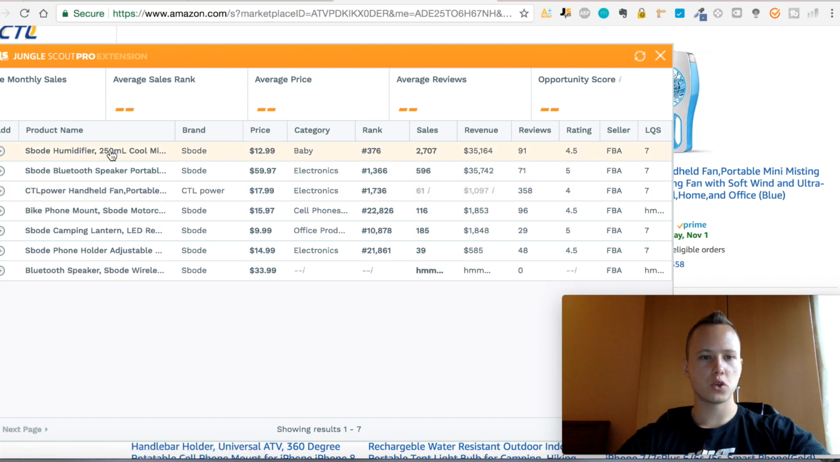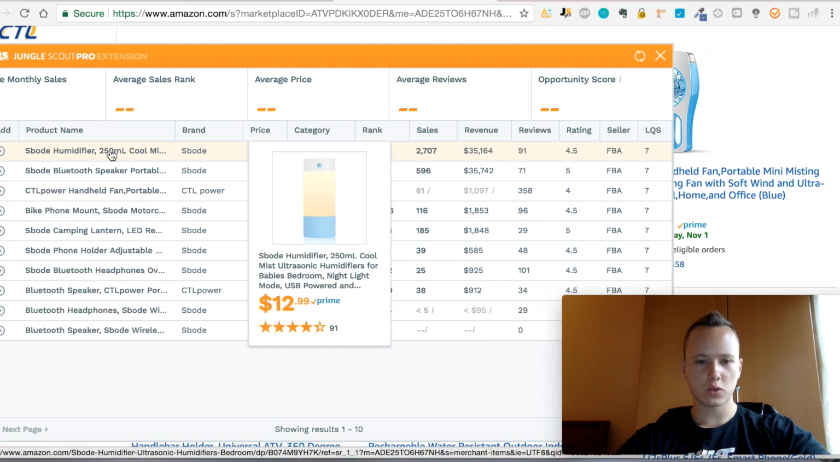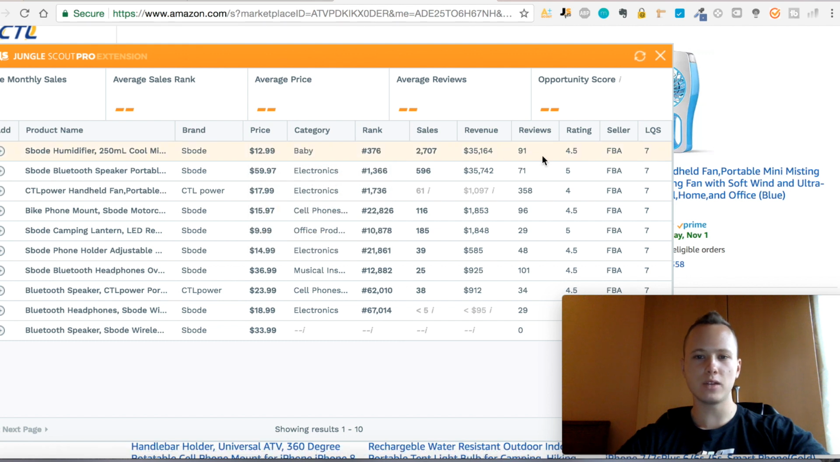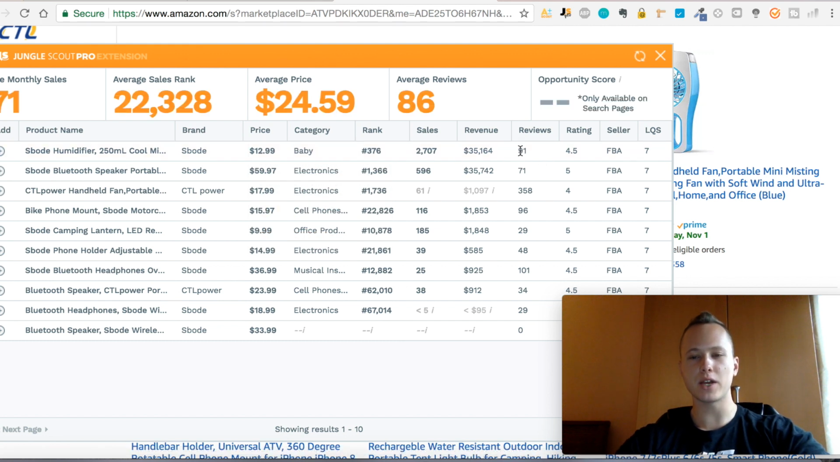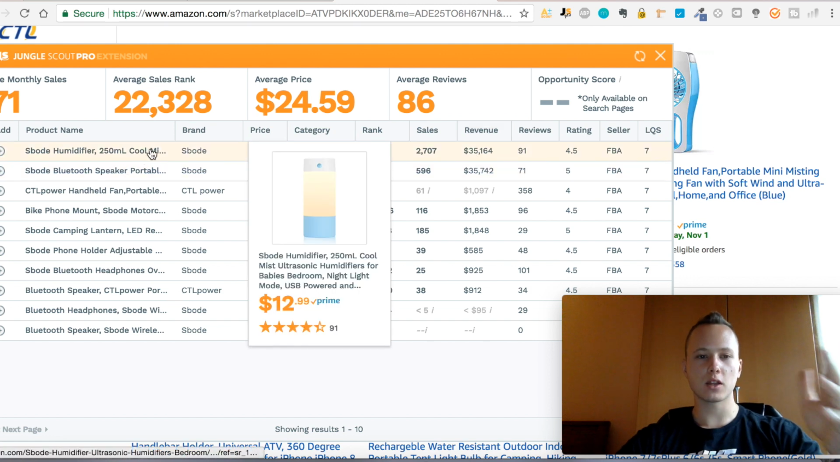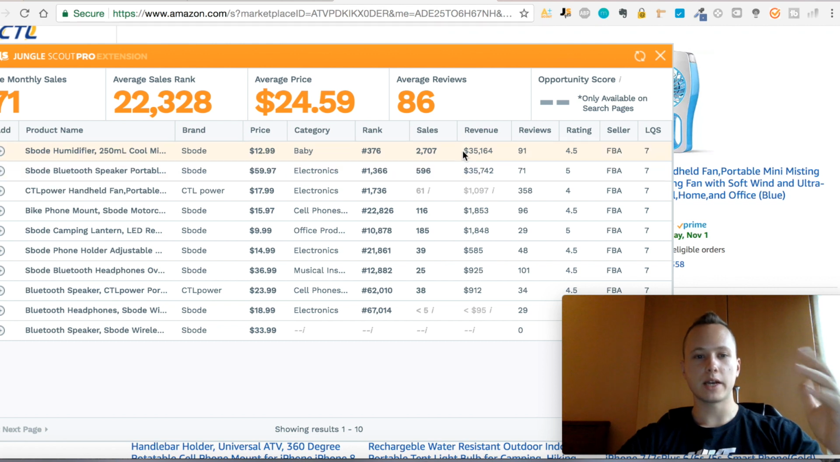So right here, we have this humidifier, which is priced at $12.99, has 4.5 stars, has 91 reviews. So you can compete against that. By the way, if you are searching for products on Amazon USA, I hope you understand that finding a product that's under 50 reviews that's making this much money and trying to release it is incredibly hard. Okay, I can assure you that if you get a good product, get an amazing listing, get amazing product pictures, you will be able to compete against this guy and you'll be able to get a piece of this pie. Okay, so at least 15,000 a month, at least.